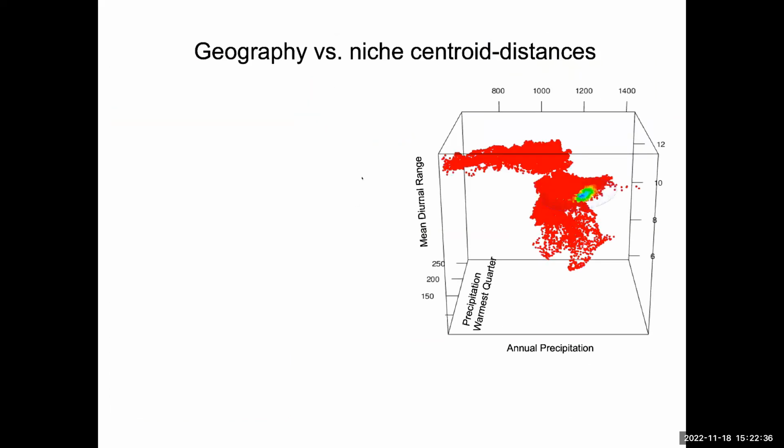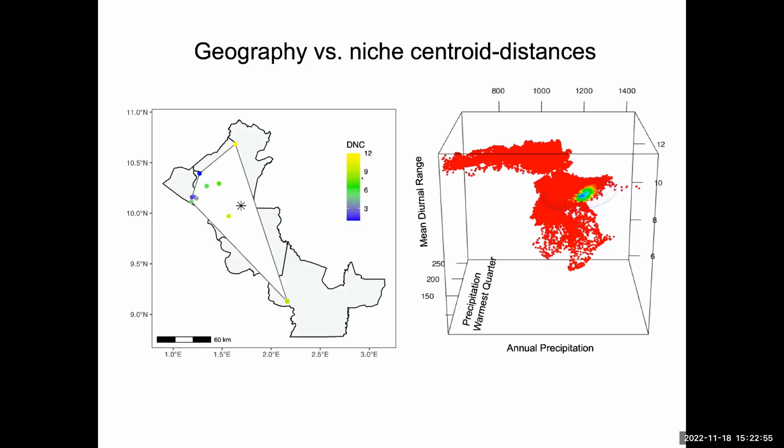We also estimated the distance from the niche center. To do that, we estimated the climatic niche using climatic variables, and this is the representation here. We used the climatic niche to estimate the distance from the climatic center. We also estimated the distance from the geographic center using the geographic range of the species. And we tested if there is a correlation between these two distances, and we found no correlation between the two distances.